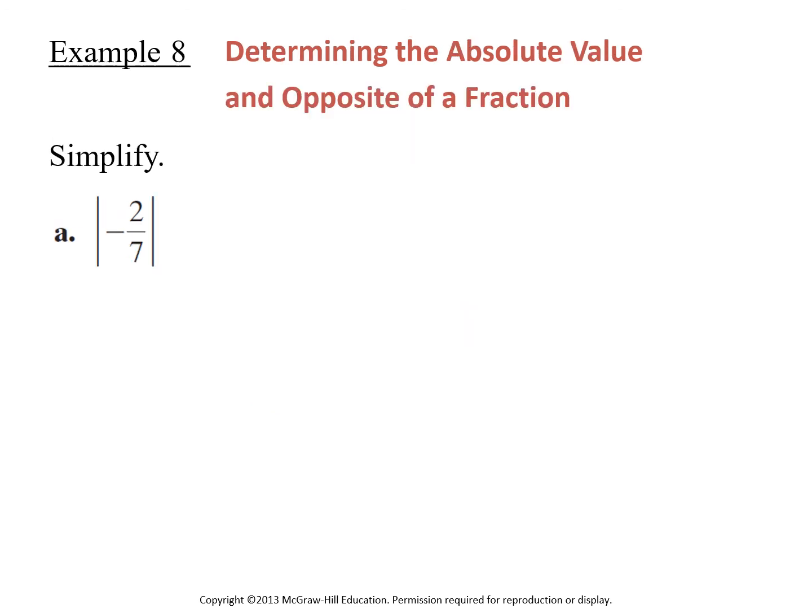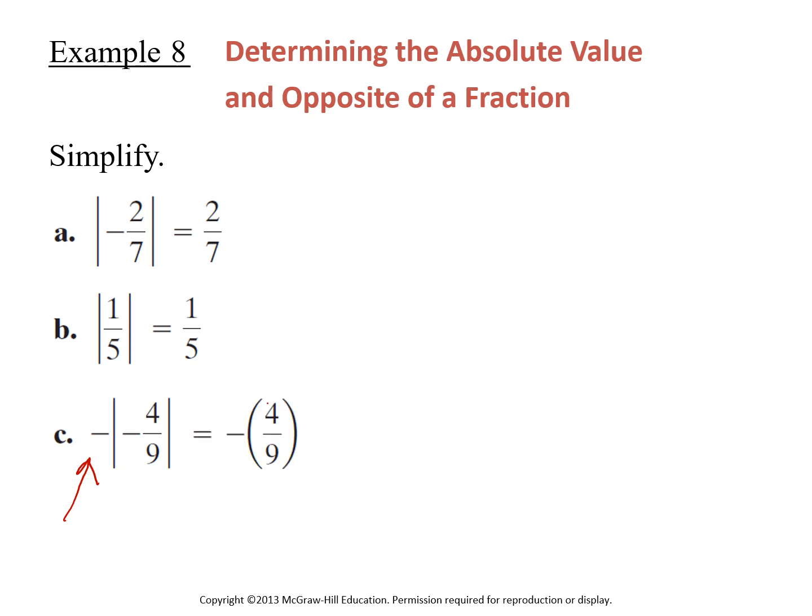Determining the absolute value, so that's the distance from 0. It doesn't matter if it's a fraction, it's always going to be positive. The absolute value of 1/5 is going to be 1/5. Now we have the opposite of the absolute value of negative 4/9. So the absolute value of negative 4/9 is 4/9, and the opposite will make it negative 4/9.